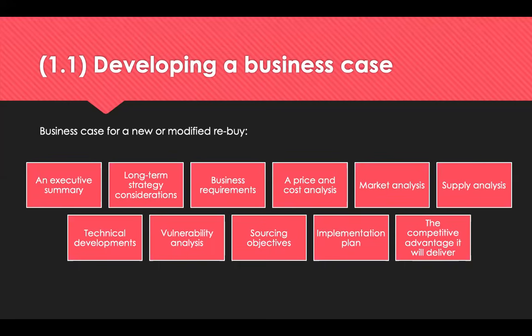But it will include an exec summary, what our long-term strategic considerations are, the business need, why do we have it, the cost analysis, what's going on with the market and suppliers, any advancements from a technological or innovative point of view, any vulnerabilities, sourcing objectives, our chosen implementation plan, and the competitive advantage it will deliver. The business plan should enthuse the senior managers and directors and describe how the proposal will impact the things that are important to them, such as return on investment, time to market, or even improved productivity.